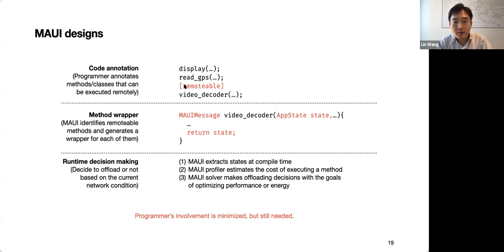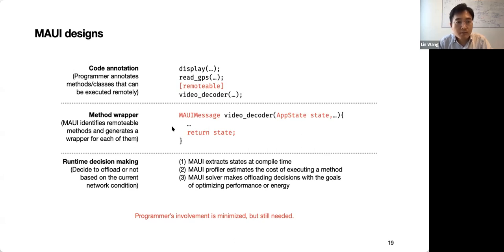Then here we decide to make the video decoder method remotable, meaning that at runtime, maybe we want to offload this method to the remote server. So we put an annotation on this method. And then for those remotable methods, the MAUI framework generates some sort of method wrapper for the methods.